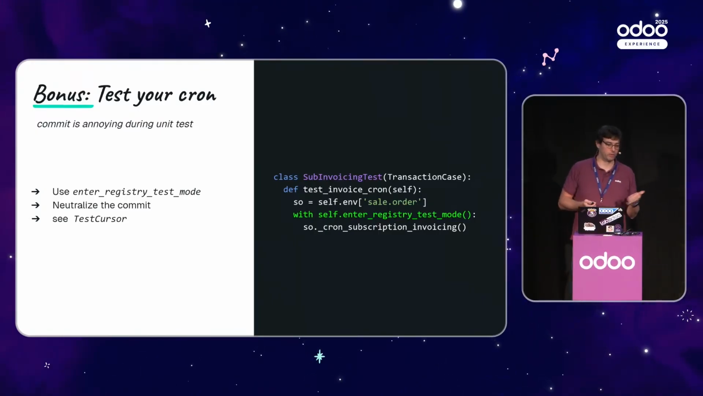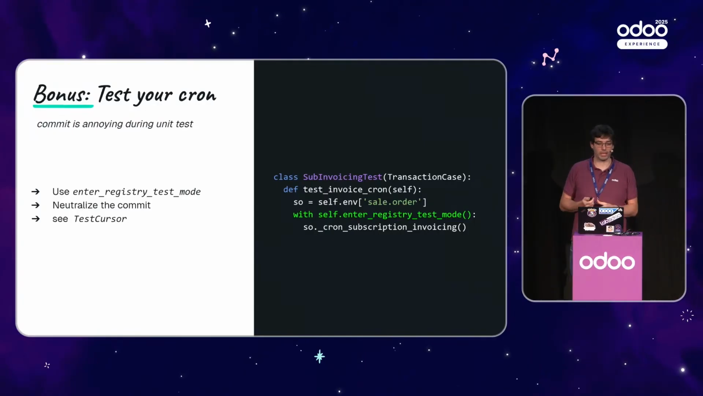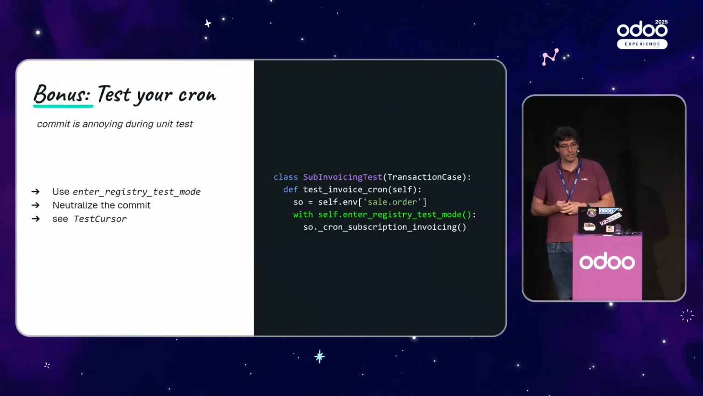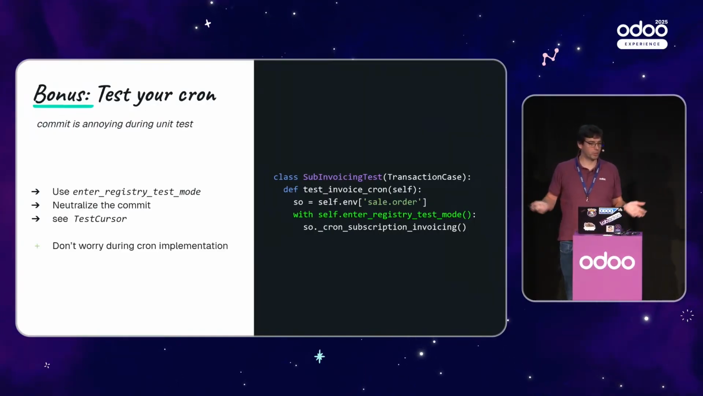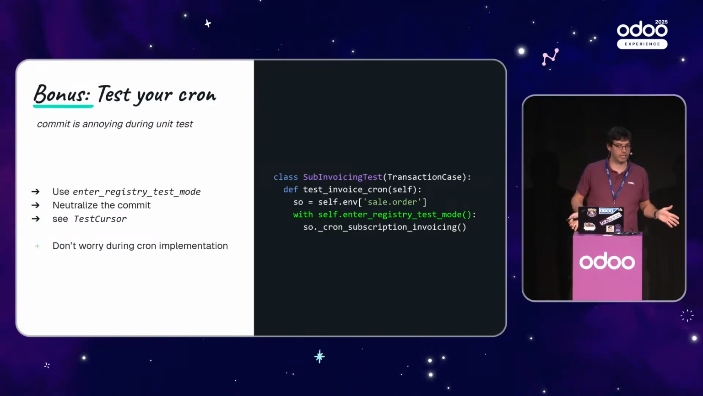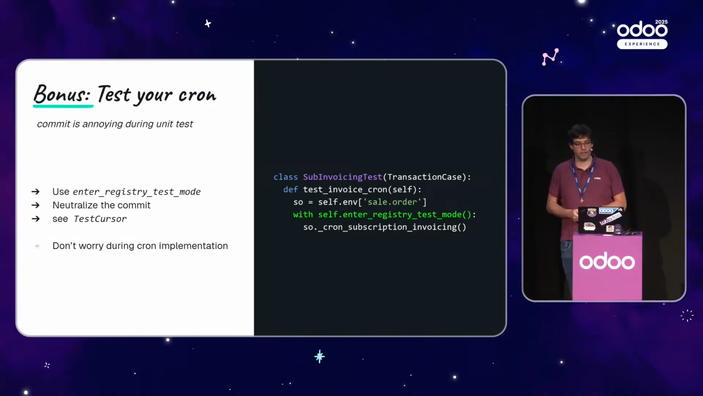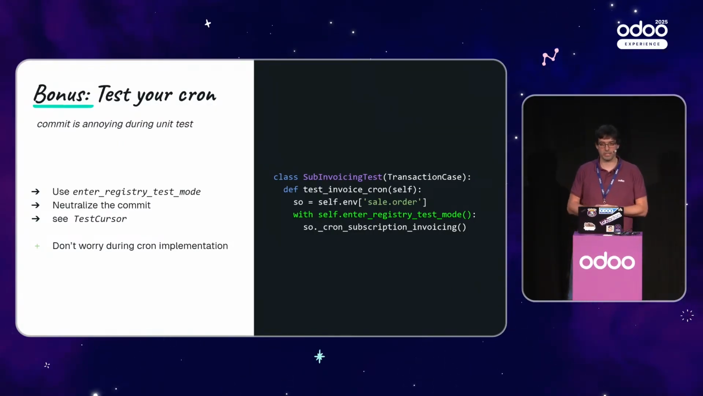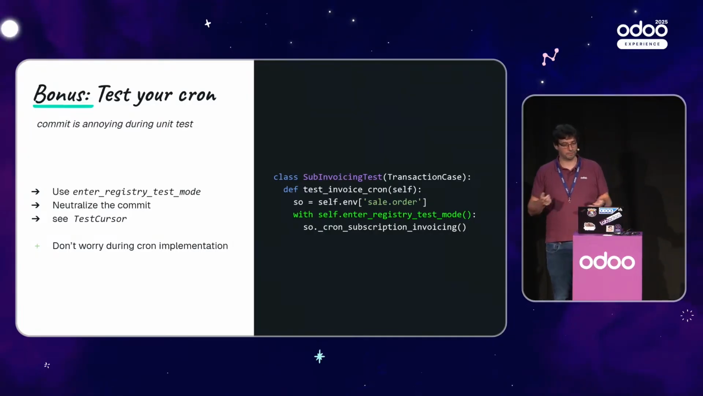And if you want more information about it, you can see the class TestCursor, which is what's using it. And the good thing with that is you don't need to worry about the test mode in your cron implementation. Just implement it as if it was the business, the production code.